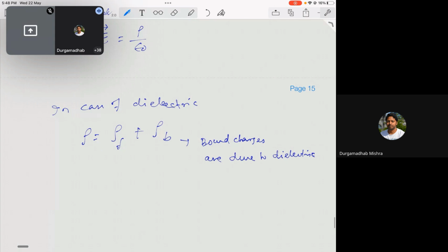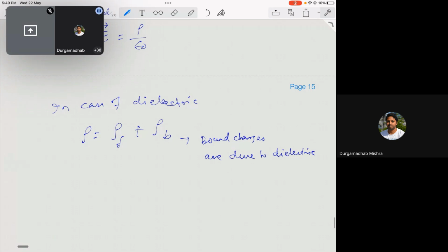I mean, if you say there are no charges, then rho F will be 0. But rho B cannot be 0, because there will always be some induced dipole or some permanent dipole, depending on which material you are talking about, polar or non-polar. So you will always have some bound charges.